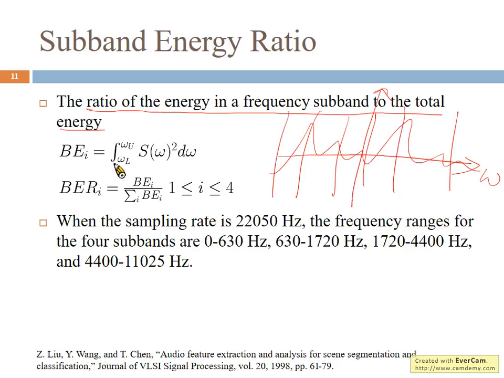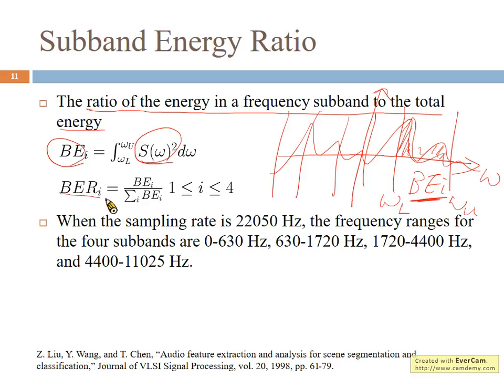For example, BEI means we integrate from omega L to omega U, and take the spectrum squared. We integrate them. That means we accumulate the energy between omega L and omega U. So we basically calculate this energy distribution. This is called BEI if we consider the i-th frequency band.